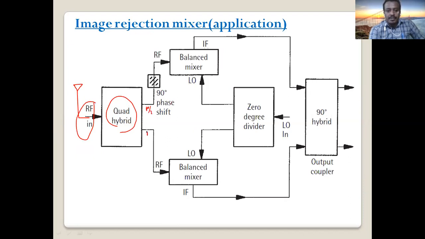Power will be divided into two. One output is at 0 degree, the other output is at 90 degree. That's why we call it quadrature hybrid. We have discussed these power dividers. So we divide the RF into two parts first.